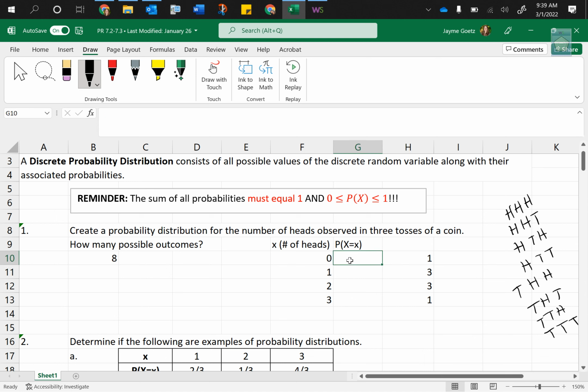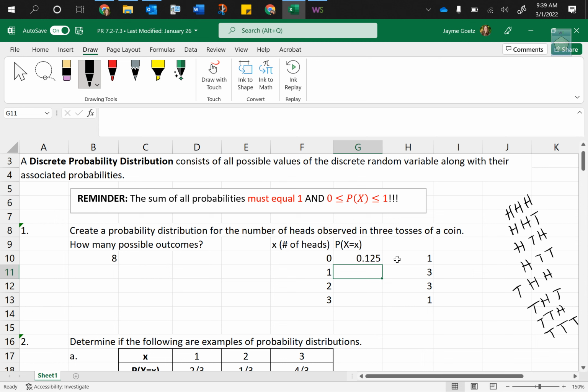To get the probability, we want to take the number of times that I can get it and divide it by what? What am I dividing it by? Why 8? Because that's the total amount of outcomes. Very good, the total amount of outcomes.